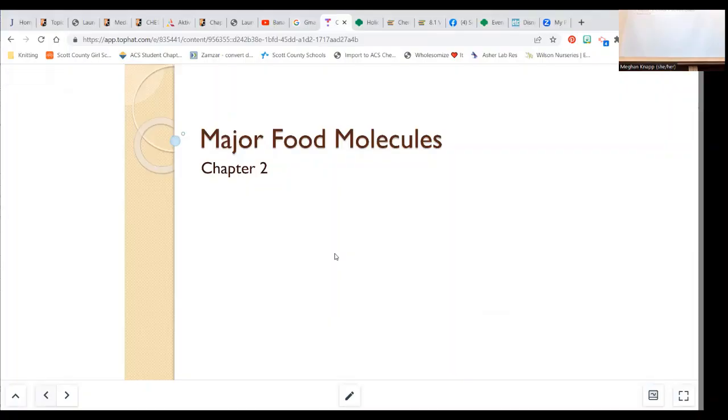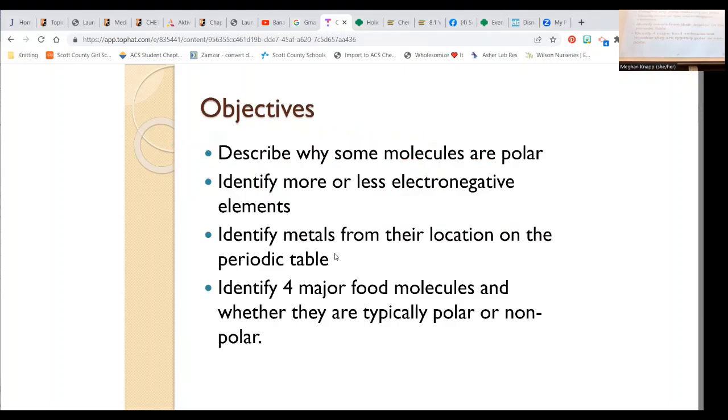So major food molecules, we're into chapter 2 here. What I'm going to try to do with this presentation, as I said, is give an overview. The first thing we're going to talk about is polarity, because the polarity of different kinds of food molecules is really going to affect how they behave both in the foods and in your body. That's the key component for understanding food. That's going to be based on electronegativity, and we're going to look at how we can figure out which elements are more or less electronegative.